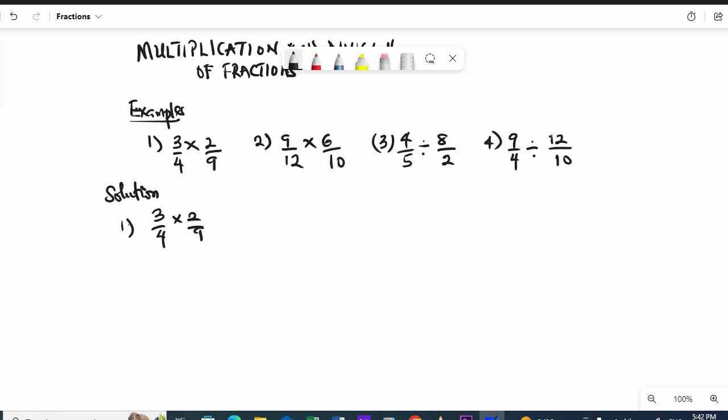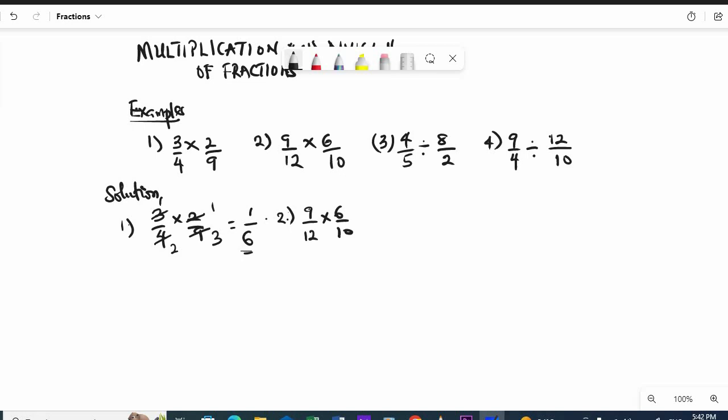Okay, so 3 goes here, 1, and then 3 goes in 9 to give 3. Right? 2 goes here, 1, and then 2 goes in 4 to give 2. So this gives us 1 times 1, that's 1, and 2 times 3, that's 6. Okay, so that's the solution. That's the answer right here. And then the second one, which is 9 over 12 times 6 over 10.